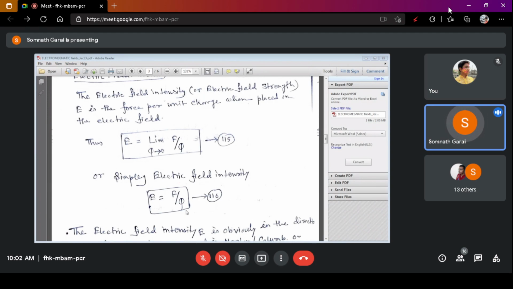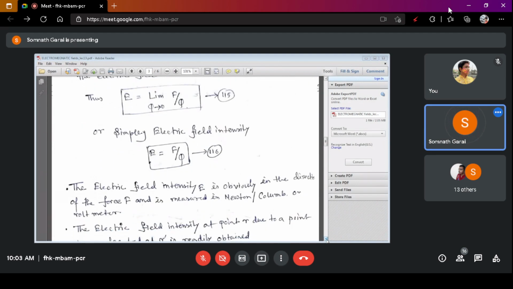Another equation of electric field intensity, equation number 1.15, is represented as capital E equals limit Q tends to 0. It is not 0 but tends to 0. That means the value of Q is very small, and the force is taken with respect to that charge whose value is very small. That defines the electric field strength or electric field intensity.